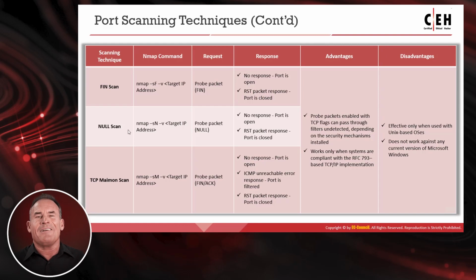Null scan. How are you going to have a TCP packet with no flag set? That's just weird. Also an illegal flag configuration, also elicits no response. Okay, the Maimon scan is a FIN-ACK initial probe, same idea. No response, port is open, ICMP unreachable, port is filtered, or RST packet if port's closed.